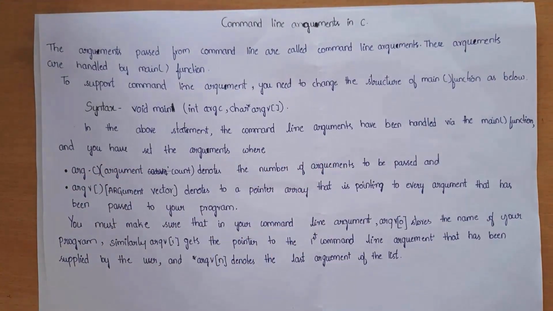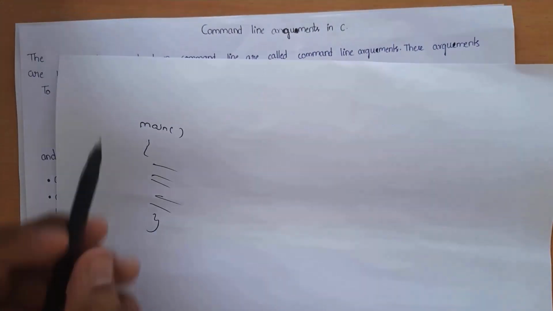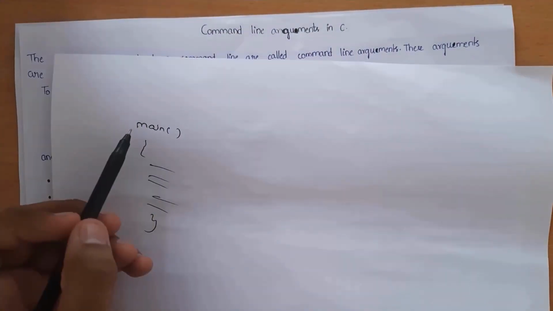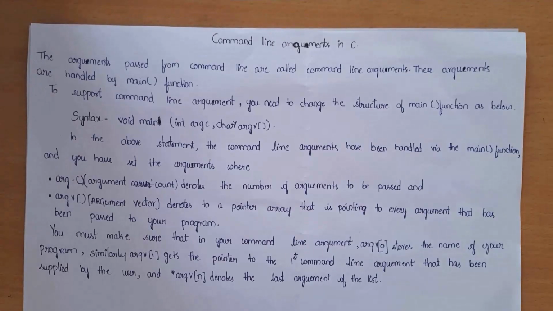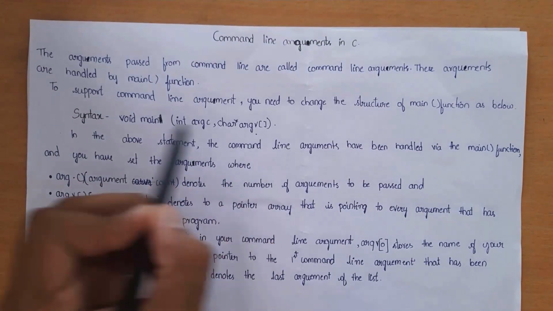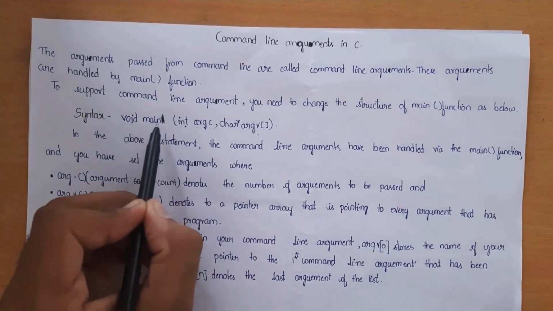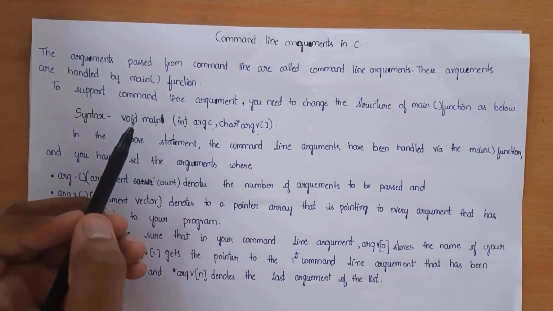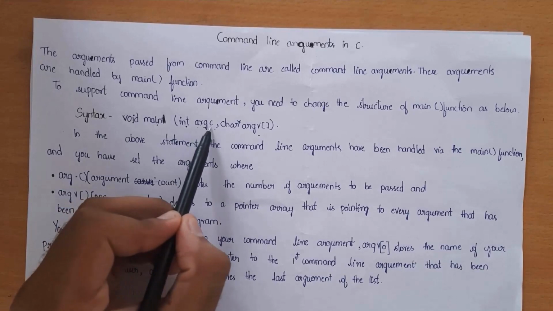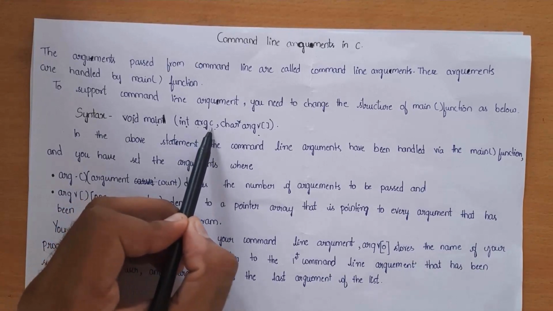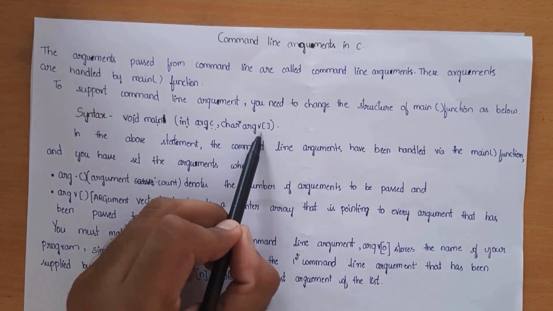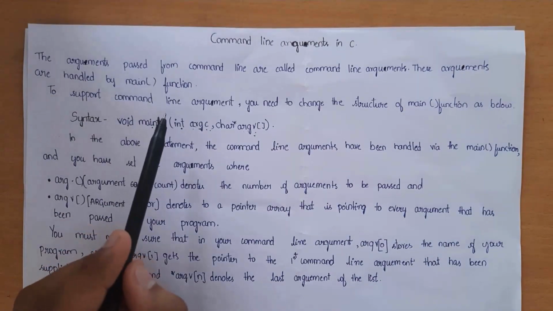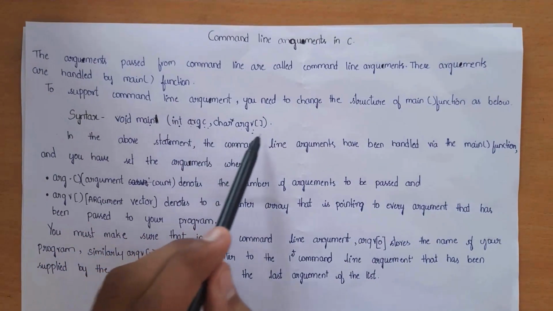These arguments are handled by the main function. Normally we write the main function like this and we do not pass any arguments inside this main function. But in command line arguments you need to write syntax like this: void main, and inside the main function you need to pass two arguments. One is argc, that means argument count, and next one is argv, that means argument vector. So in order to support command line arguments, you need to change the structure of the main function.